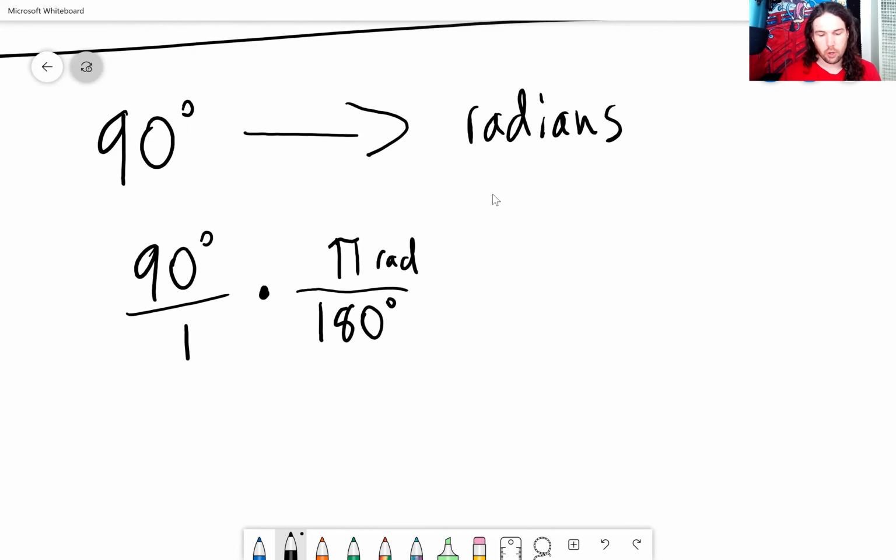Again, there's not a whole lot of mystery here. The reason we're doing that is because we don't want degrees. The whole reason that we're doing the conversion is because we don't want degrees. So we have degrees on the top, degrees on the bottom, they cancel out. 180 divided by 90 is 2, so we get pi over 2 radians.